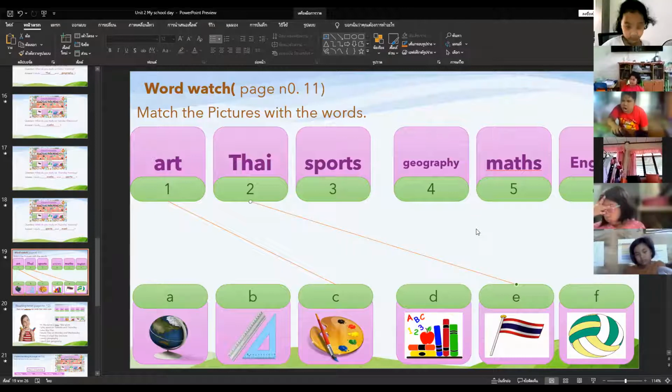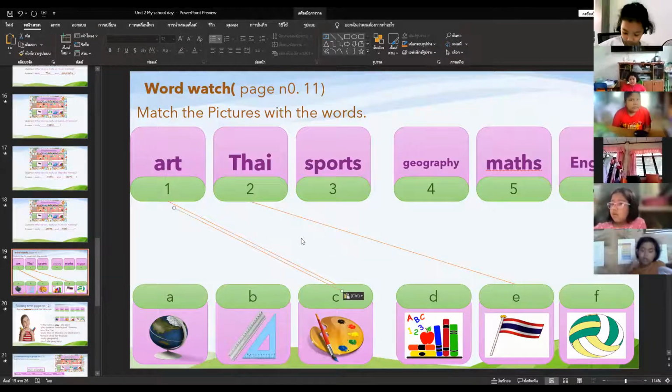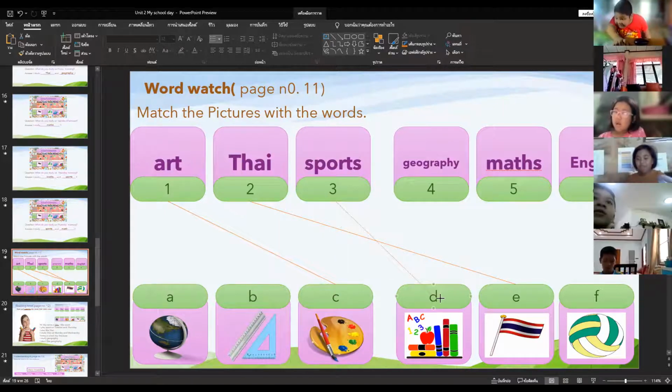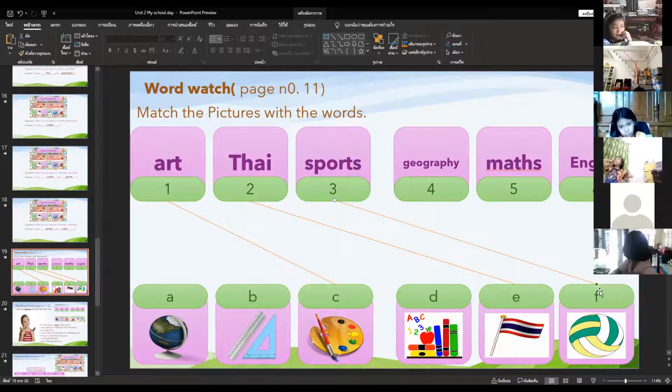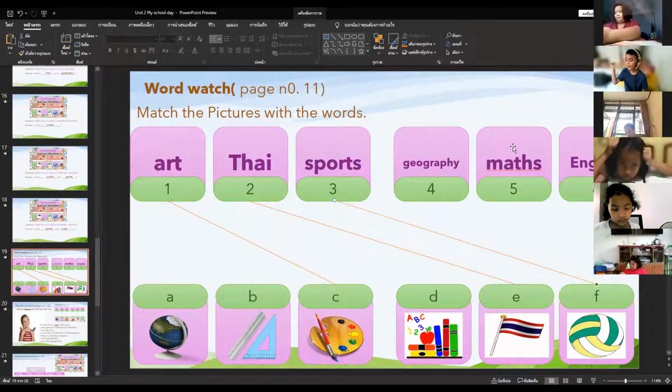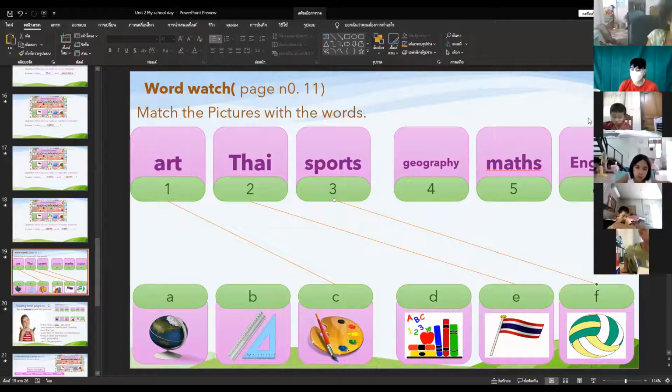If you're correct, check. Okay. Number three. We have the word sport. Okay, F. Correct. We have letter F. Please check if you are correct. Okay, how about this one? Number four. Geography.